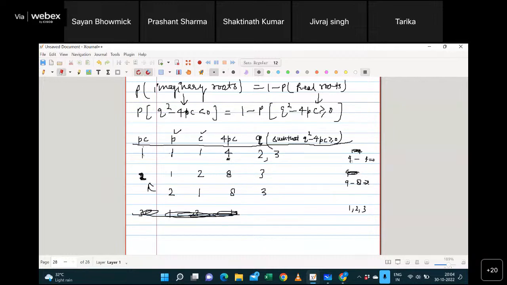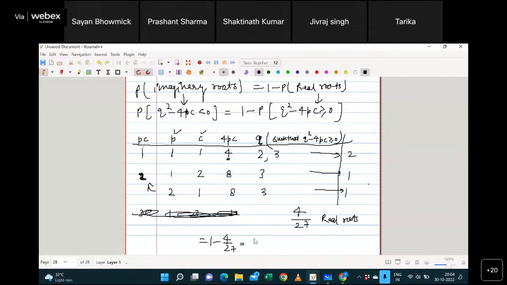So for how many cases do we have? These are the only 4 cases. That's why I selected 1 case for this, 1 case for this one. So it's 4 by 27 for real roots. But we should be interested in the imaginary roots. So it will be 1 minus 4 by 27.